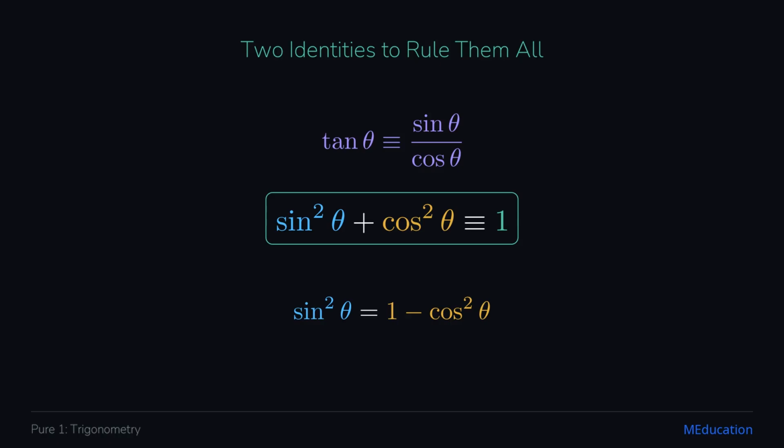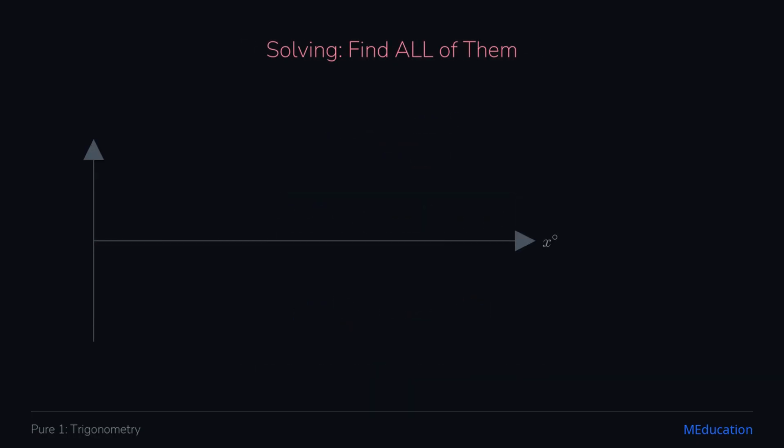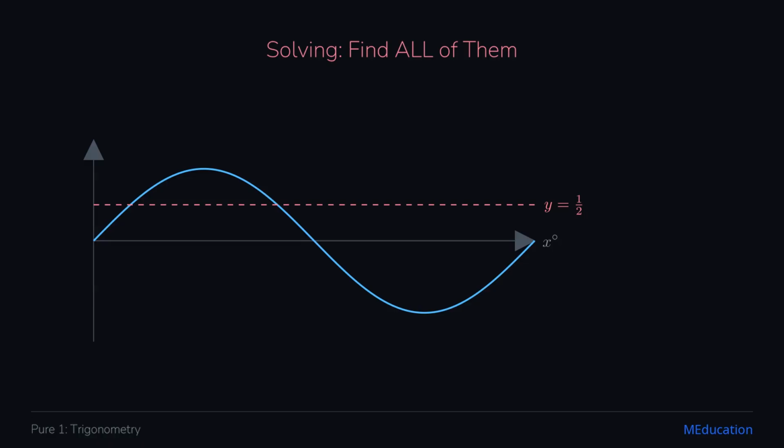Here is the move you will repeat for 2 years. Spot a sine squared, swap it for 1 minus cos squared, and a messy trig equation quietly turns into a quadratic in disguise, and you already know how to hunt quadratics from Unit 1. Same prey, new camouflage.